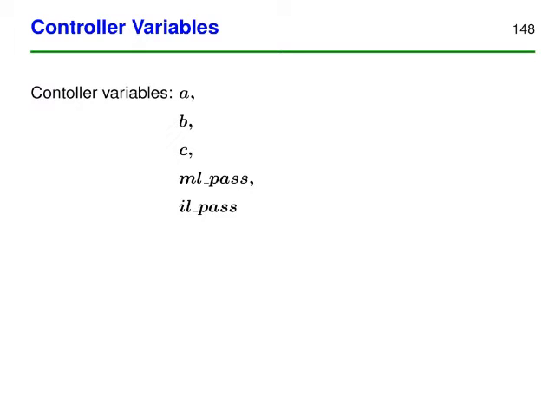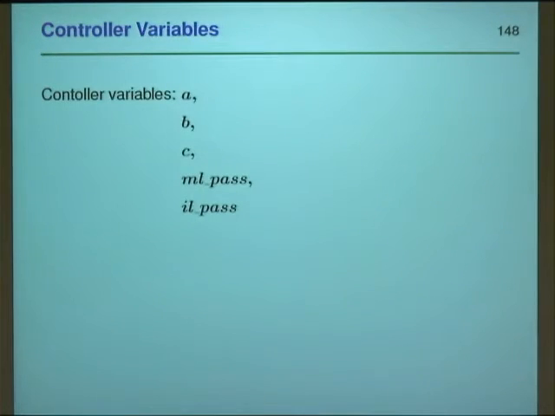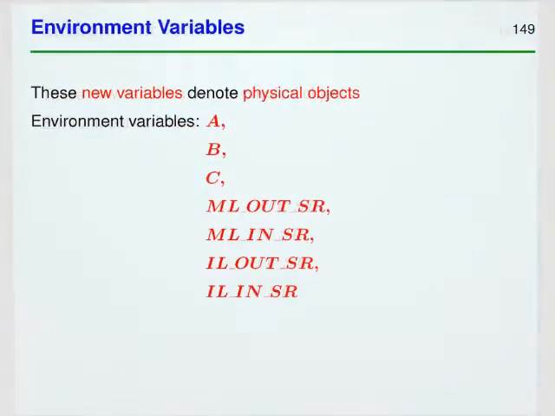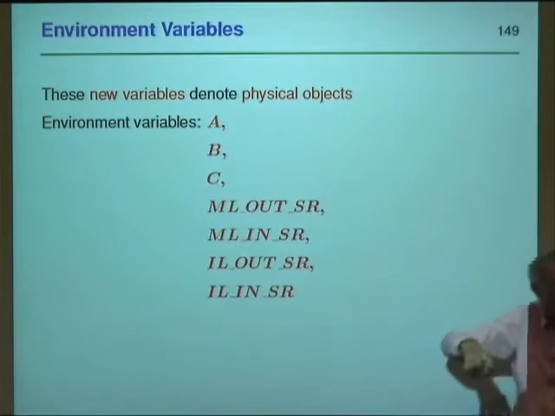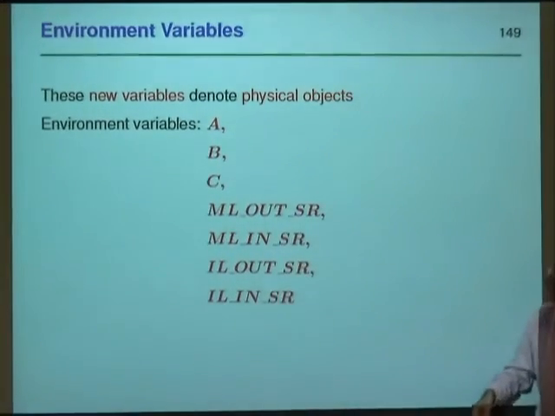So let me now see our global system. We have the controller variables A, B, C and MLPass, ILPass. This is the one we've been using so far. And now we have some physical variables. I put them in uppercase letters: big A, big B, big C, which are the physical number of cars, which are not exactly the same as A, B, C. And we have precisely to relate them.